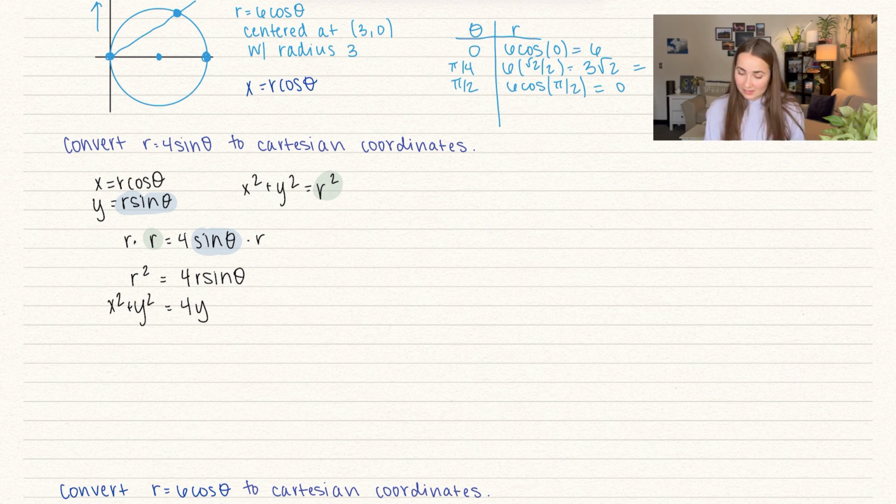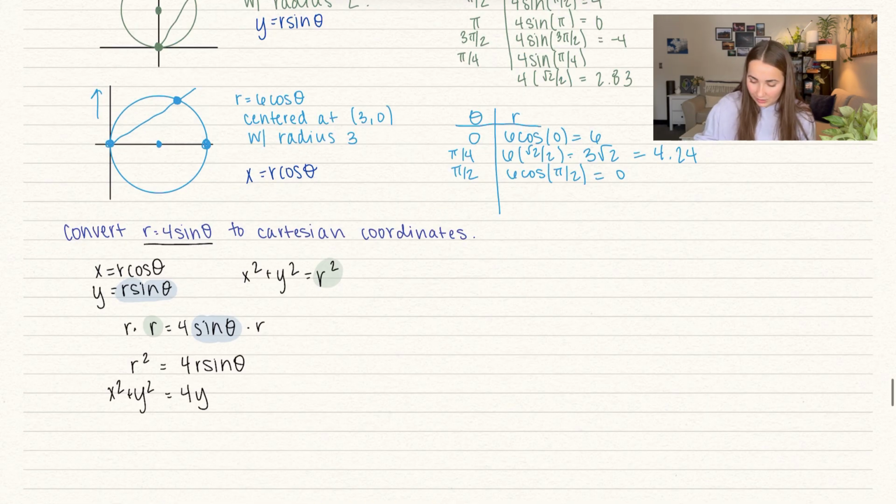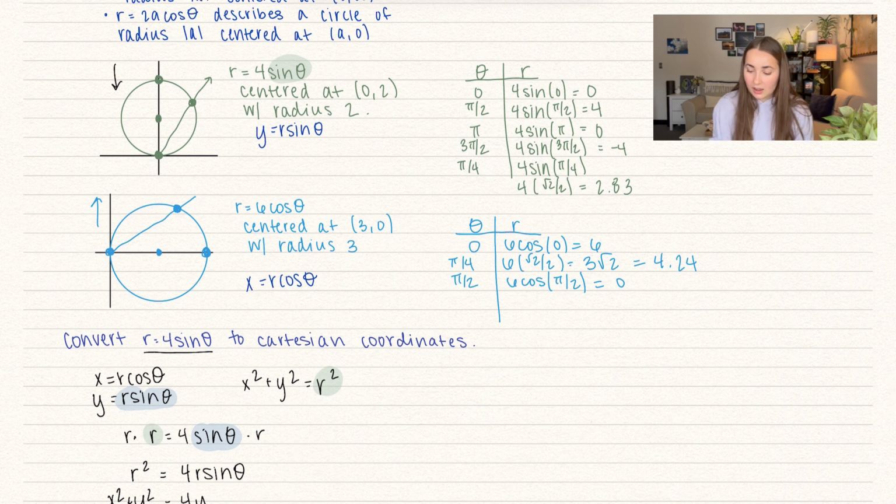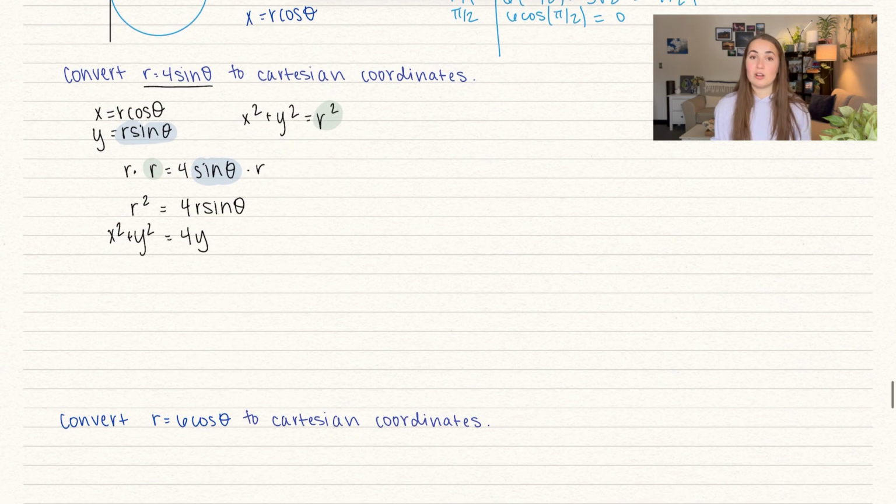Now, we know this is a circle, right? This is going to be 4 sine theta. We know exactly what it looks like, right? It's this first drawing right here. And so I want to make this look like a circle, right? In circular coordinates. So let's go ahead and get everything to one side. X squared plus y squared minus 4y is equal to 0.